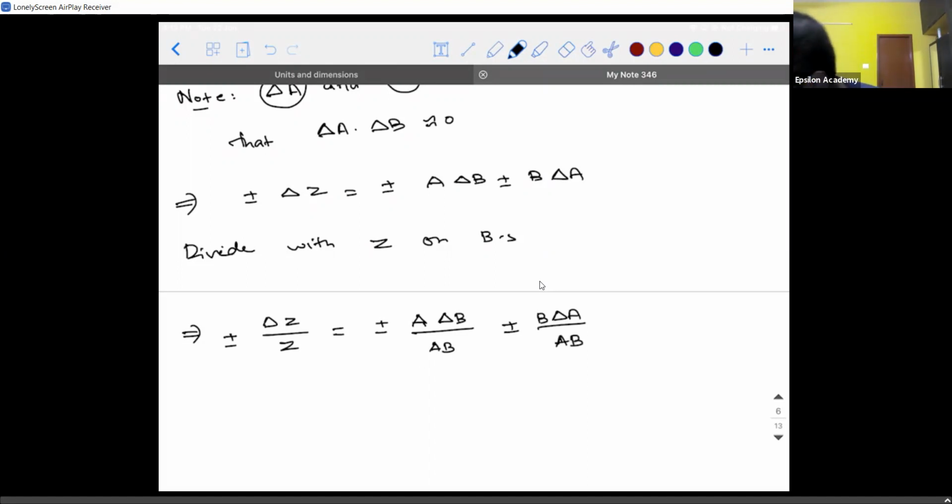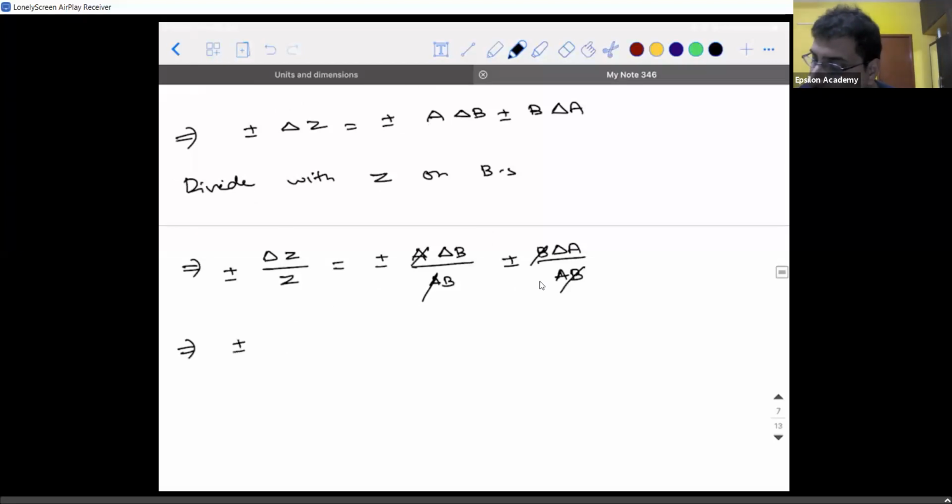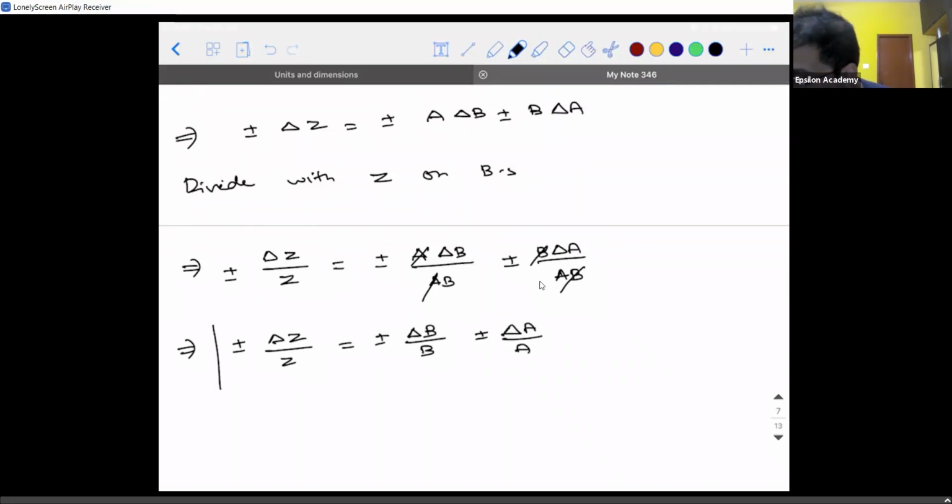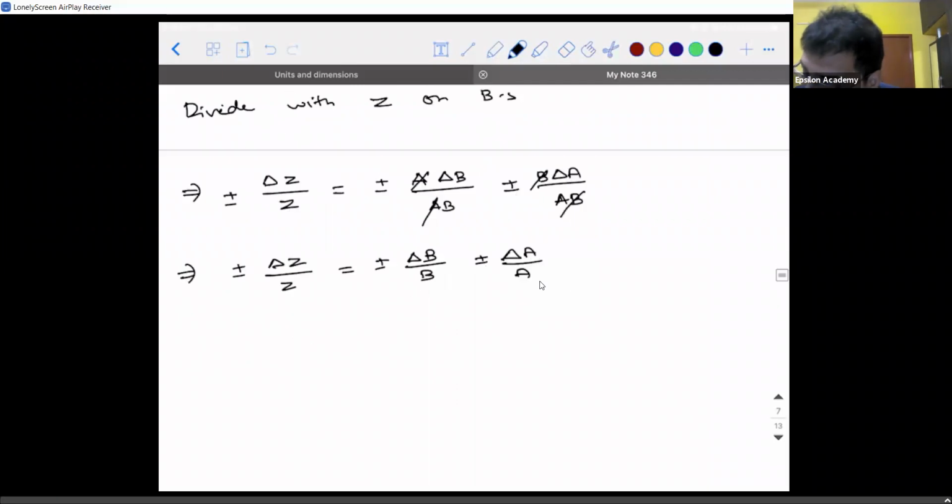So what will get cancelled? A and A are gone, B and B are gone. So what do we get, guys? Plus or minus delta Z divided by Z is equal to plus or minus delta B divided by B plus or minus delta A divided by A. So this is going to be the relation between delta Z, delta A and delta B. So from this I can conclude delta Z by Z is equal to delta A by A plus delta B by B. So what am I trying to say here?